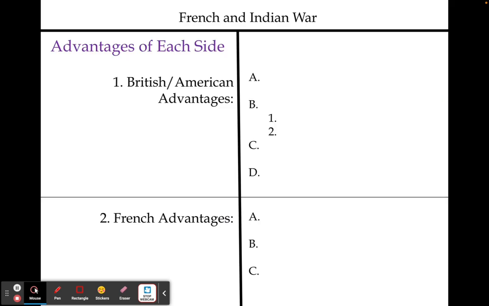So for each side, there were different advantages. So we're going to write down in our guided notes the advantages that the British had. The British obviously had the help of Americans living in the 13 colonies, because they are British subjects at this time. And then the French also have advantages. So we're going to take down some notes on both of these parts.